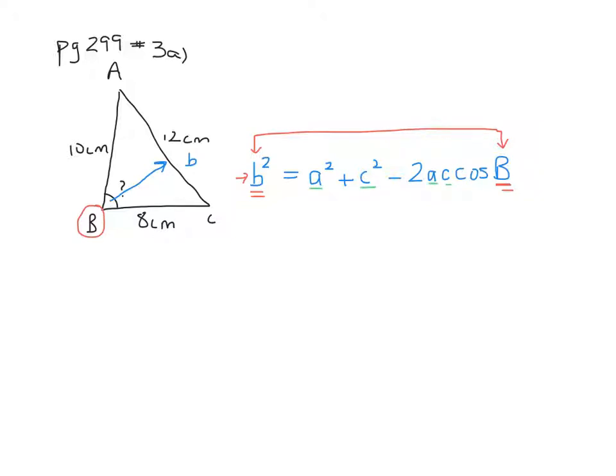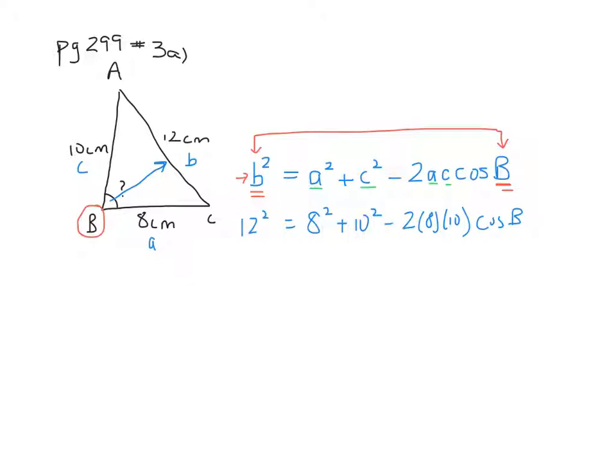So if we follow that, we're going to have 12 squared being equal to, side A would be 8, and side C is the 10. It's going to equal 8 squared plus 10 squared minus 2 times 8 times 10 times the cosine of angle B. And angle B is what we're trying to solve for.